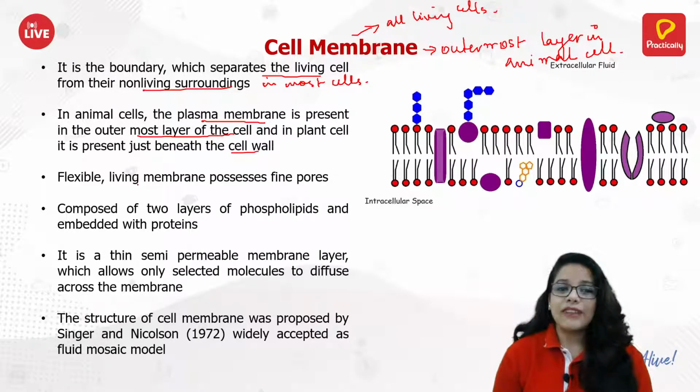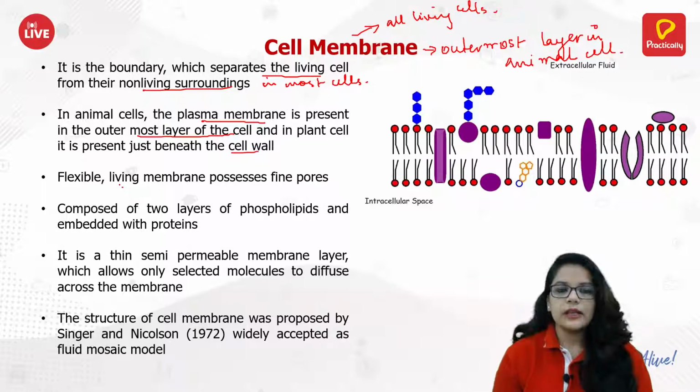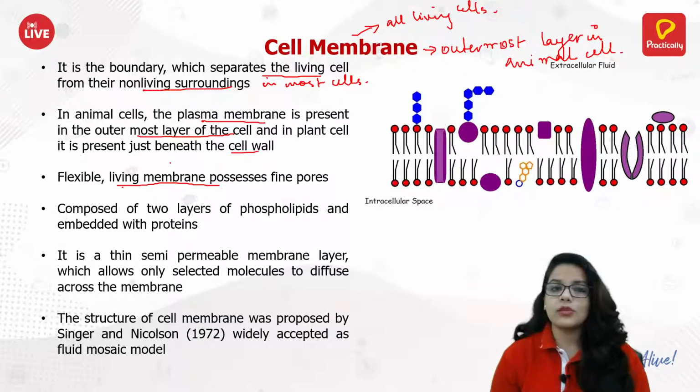It is flexible because of its structure. It is a flexible and living membrane, because the cell wall was actually dead. Just now I told you the cell wall was actually dead. The cell membrane is a living structure, and it is composed of basically two main layers. They have other things also, but the two main layers are the phospholipids and the proteins.